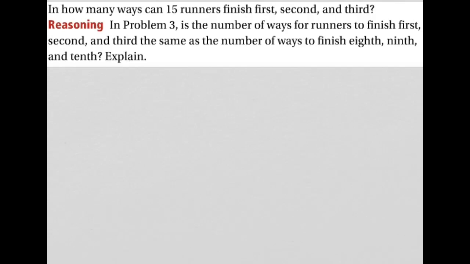So go ahead, take 3 minutes, 2.5 minutes, somewhere around there. Try to answer these 2 questions. First one, in how many different ways can 15 runners finish in first, second, and third? How many different ways could you give out those medals? And then answer this question. Is the number of ways for runners to finish first, second, and third the same as the number of ways for some runners to finish 8th, 9th, and 10th? And explain your reasoning. So take 3 minutes, try to answer those 2 questions. Really focus on that second one, though. That's a key idea there.